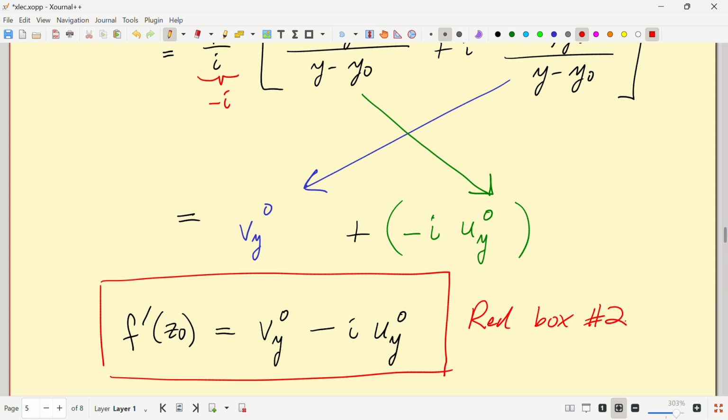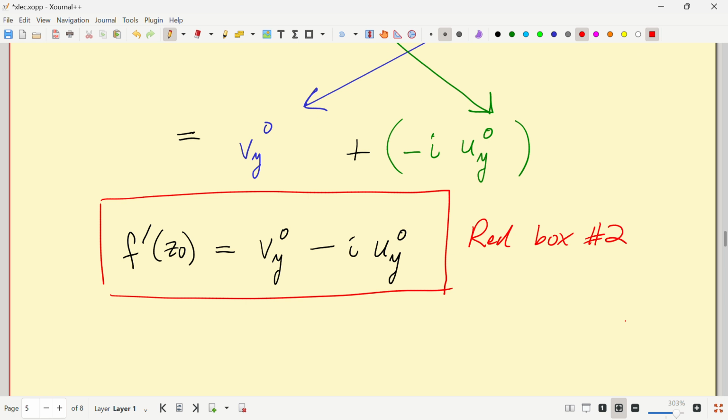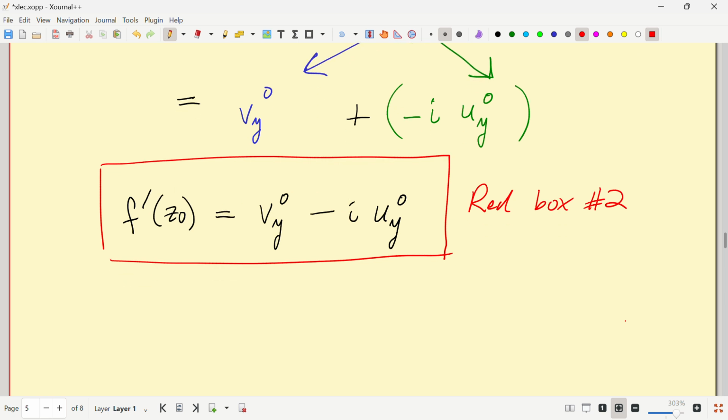And when you equate red boxes, you get the Cauchy-Riemann equations. You equate the real and imaginary parts, of course. So equate the red boxes. Get the Cauchy-Riemann equations. Questions about that? That's a classic calculation. I guess Cauchy and Riemann both did it.